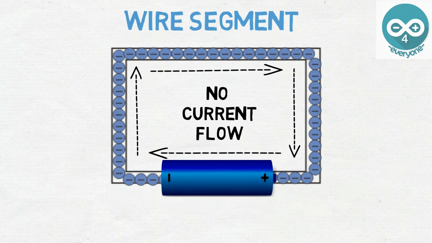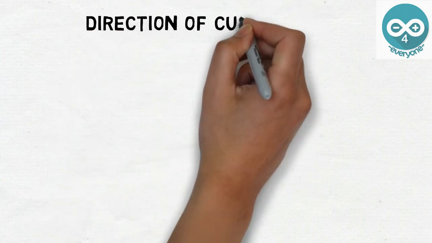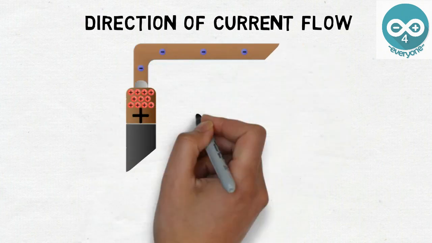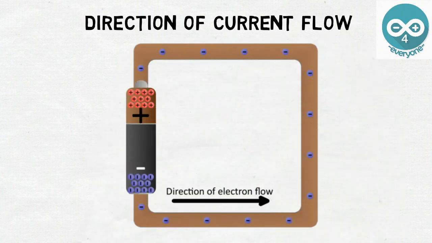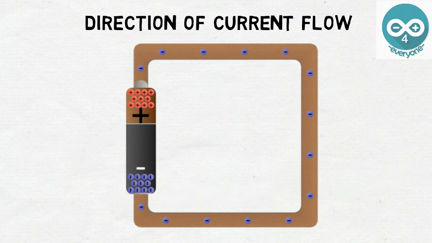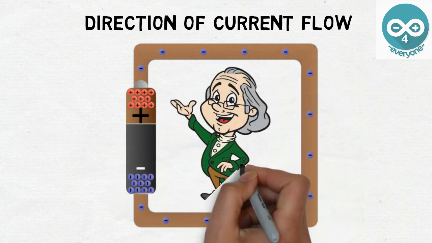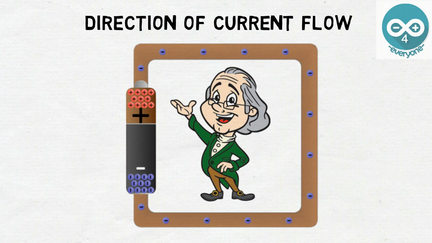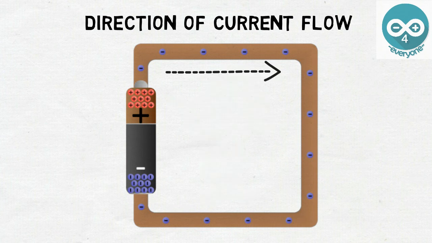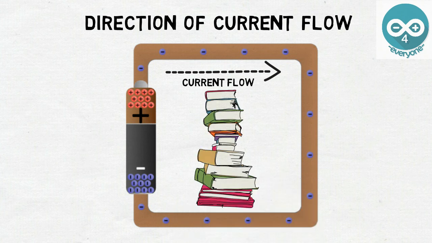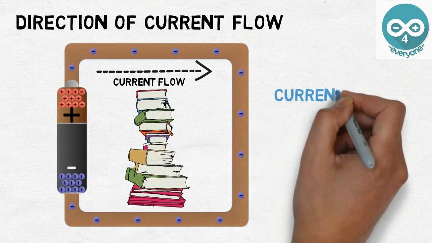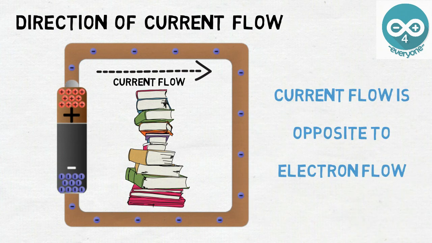But there's a confusion related to the direction of current flow. Because as per logic, the direction of electron flow is from the negative terminal to the positive terminal. But years ago, when electricity was discovered, Sir Benjamin Franklin got it all wrong. He assumed that current flows from the positive terminal to the negative terminal, and since then every book around the world has been using the same concept. So an easy way to not get confused is to remember that current flows in the opposite direction to electron flow.